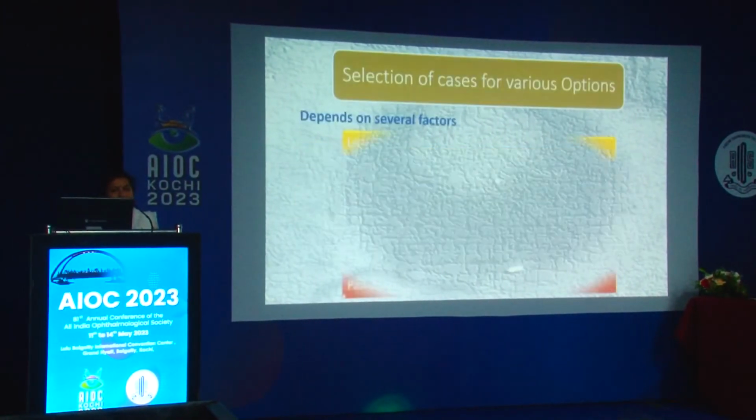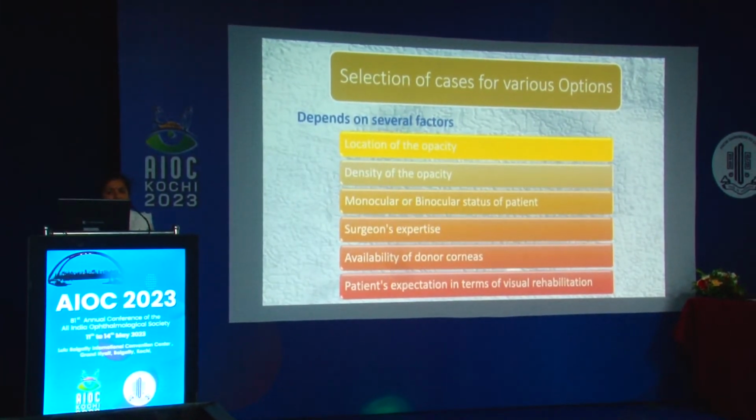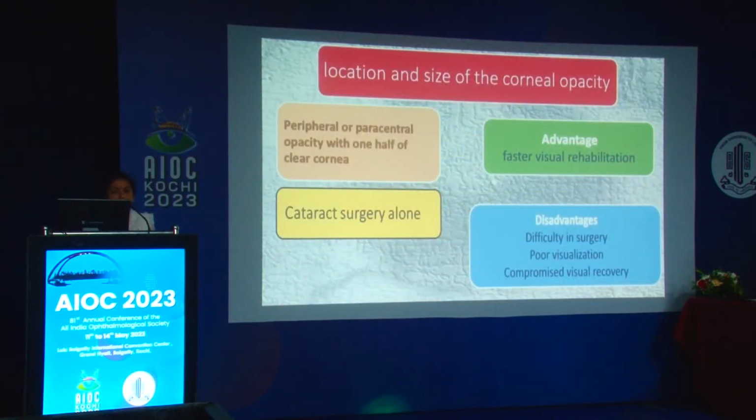you can go for cataract surgery after keratoplasty. And these options depend on various factors like location and density of the opacity, the status of the patient, monocular or binocular status, then surgeon expertise, availability of the donor cornea, and patient expectation. All these factors decide how to choose the option.